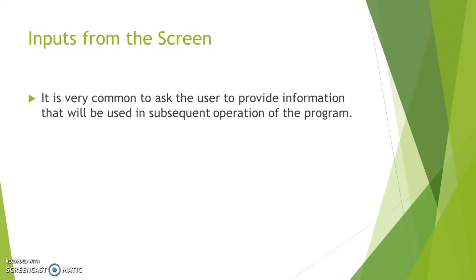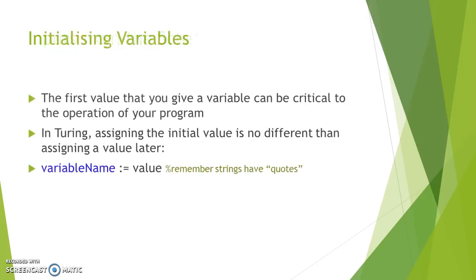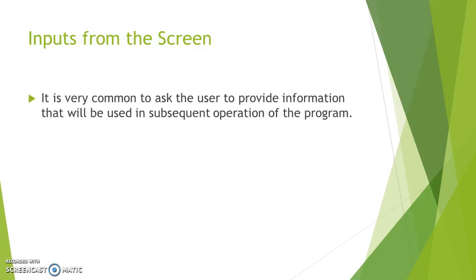Okay, so we don't have to just set the variable names through code. Quite often we'll want to get a value for those variable names from the user, and then we'll want to use that for subsequent operation of the program. So if we want to do this, remember that previously we used the simple colon equal sign to assign a value to a variable. If we want to retrieve a value from the user, we'll use the command get instead.